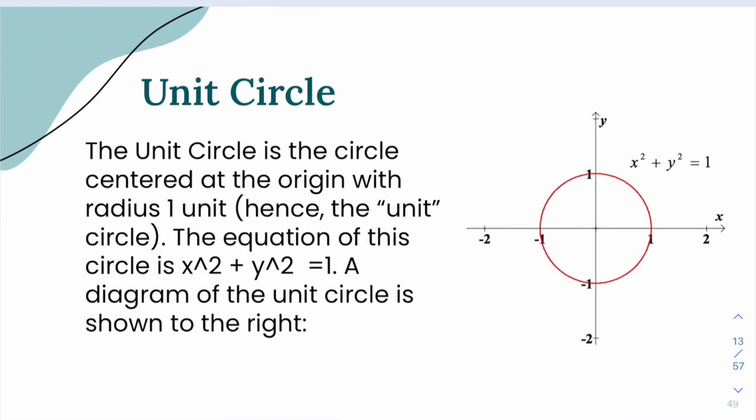So the unit circle is a circle centered at the origin with a radius of 1. That's why it's called unit circle, because it's 1 unit. Okay, an equation for a circle is (x minus h) squared plus (y minus k) squared equals r squared, where (h, k) is the center. So for this one, because it's centered at (0, 0) and has a radius of 1, it's just x squared plus y squared equals 1. Okay, you can see it there.